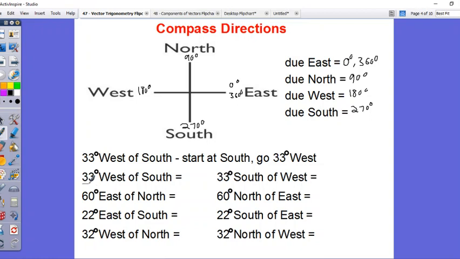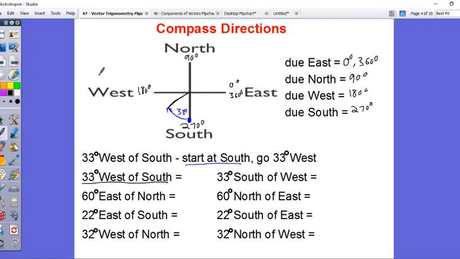Now, 33 degrees west of south. So we're 33 degrees west of south. What we're going to do is start at south and go 33 degrees west. So we start south right here. Remember, when we start south, we're at 270 degrees. And then we go 33 degrees to the west. And so you're ultimately going to get this angle right here.